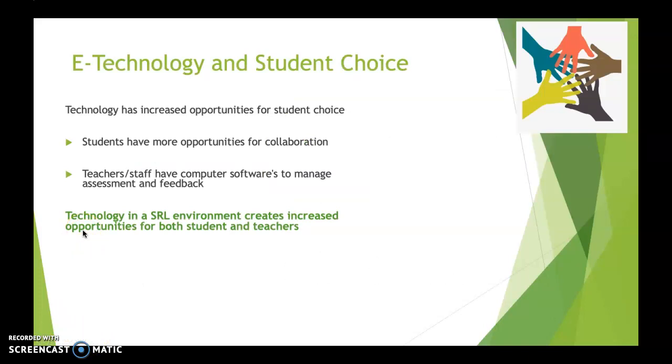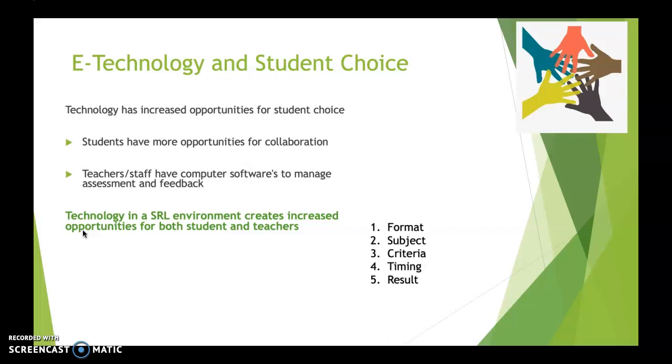E-technology and student choice are the main driving force of this chapter. Technology has increased opportunities for student choice, so why not make the best of this? Students have more opportunities for collaboration with the variety of e-tools at their disposal. Teachers and staff also have new computer software to manage assessment and feedback. Technology in an SRL environment creates increased opportunities for both students and teachers.